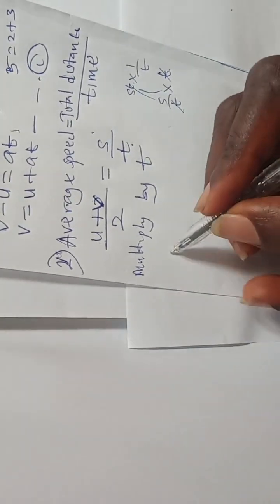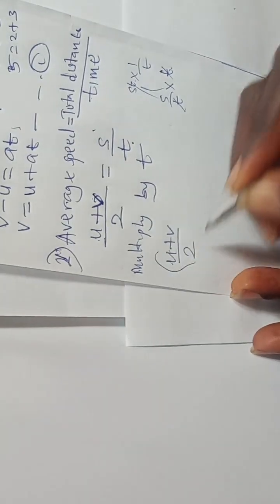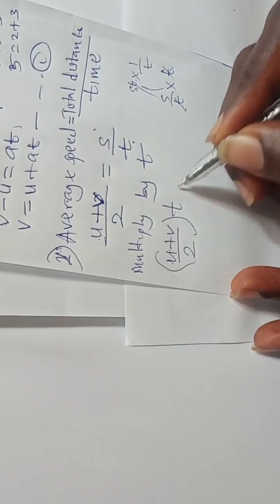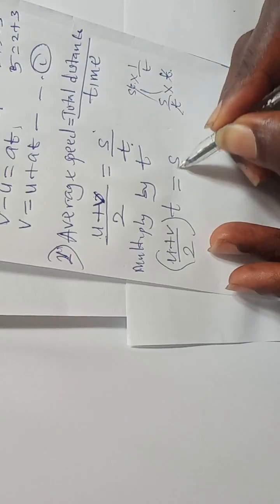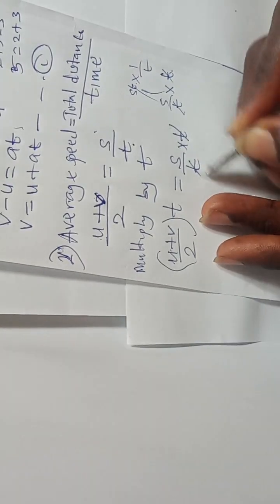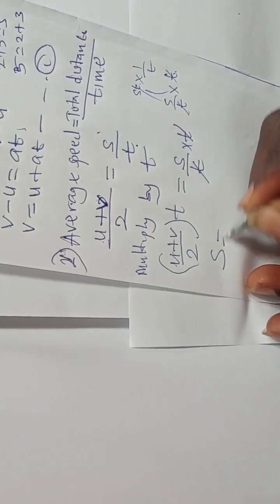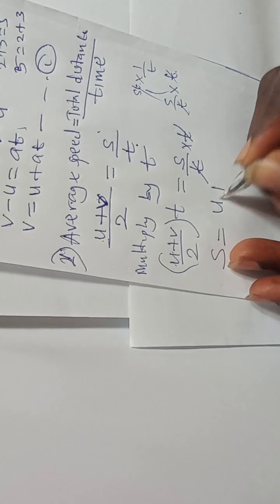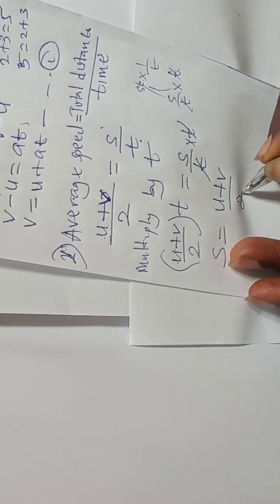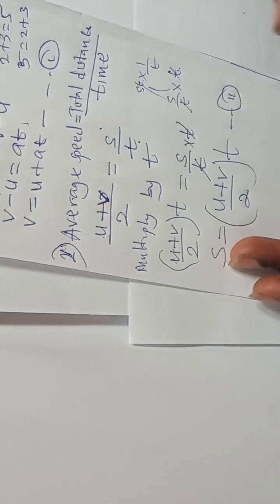So that means we are going to have (u plus v) over 2, all into bracket t, is equal to s over t multiplied by t. You can see t cancels t. So therefore our s is equal to (u plus v) all over 2, all into bracket t. Equation 2 has been proved.